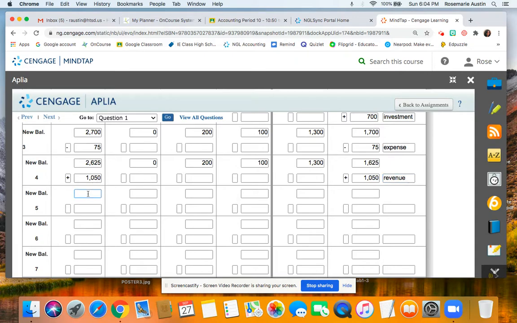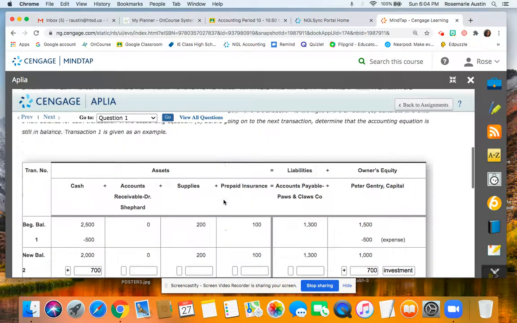Okay. And we're going to update our new balance. 2625 and 1,050 is 3675. All right. Carry these other account balances down that were not affected. And this time, Mrs. Austin will look and make sure she's doing this correctly. Here we go, 1,300. And then 1625 and 1,050 is 2675. Okay. All right. Number 5.